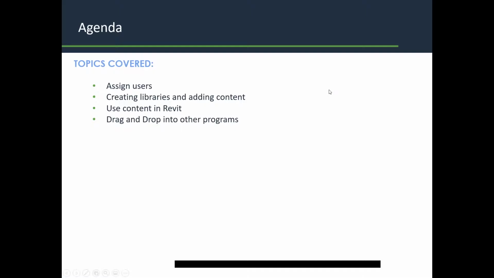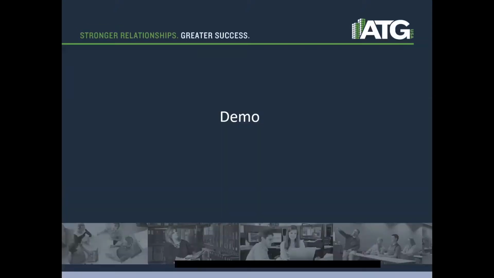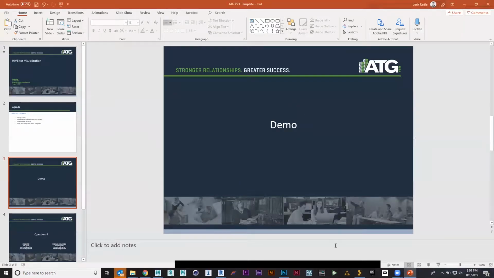Topics we're going to cover today: how to assign users to HIVE, to different libraries, how to remove a couple of them, assign different permissions and what those different permissions mean. We'll look at how to create libraries and add content to those libraries, and how we can use that content inside of Revit, and the two different ways to launch HIVE. Then at the end, we'll look at how HIVE can be used to drag and drop from HIVE directly into a couple other different programs for visualization. So, all right, let's hop right in.